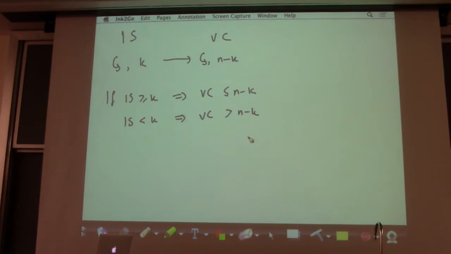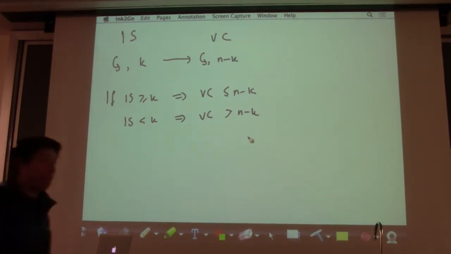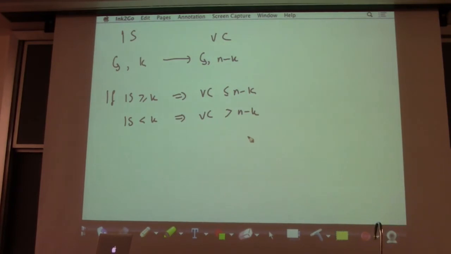So basically, if we have a problem Q, we don't know how difficult it is. We take a problem P that we know is hard, and reduce P to Q. So we know that Q is at least as hard as P.